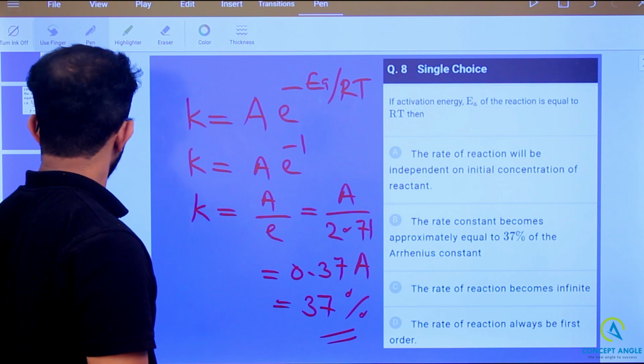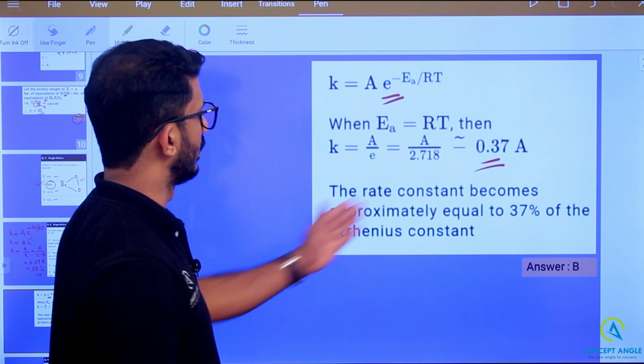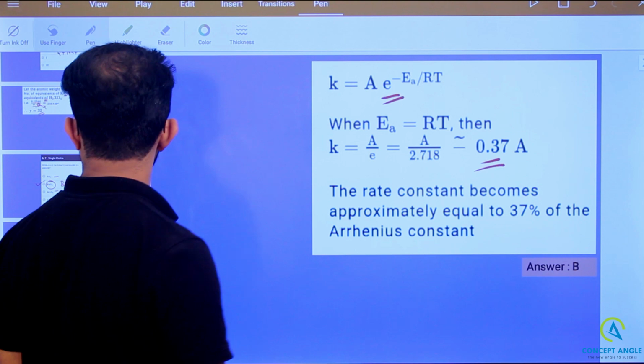K is equal to A e raised to minus Ea by RT. When Ea is equal to RT, solving, that's equal to 0.37A. The rate constant becomes approximately equal to 37% of the Arrhenius constant. Okay, clear? Next question. Question number 9.